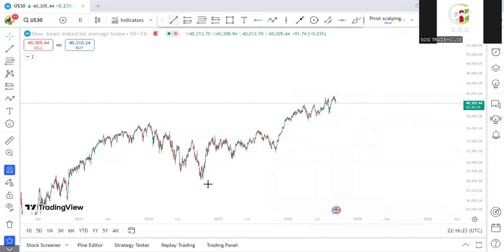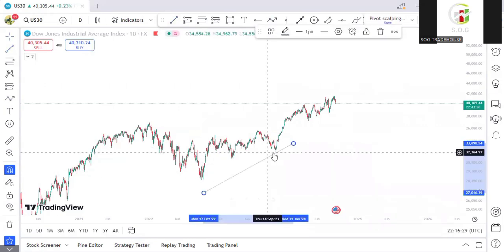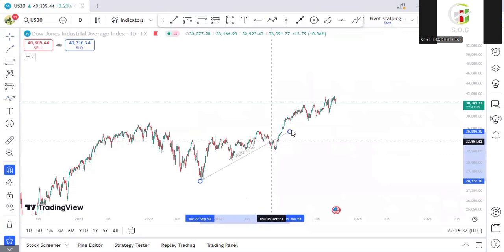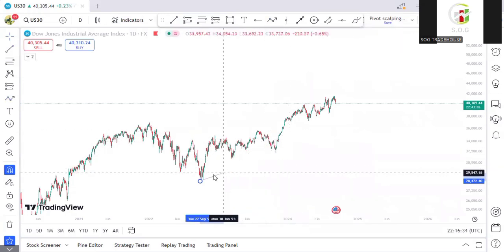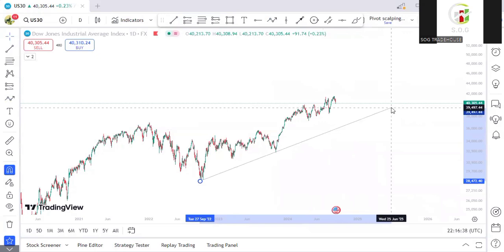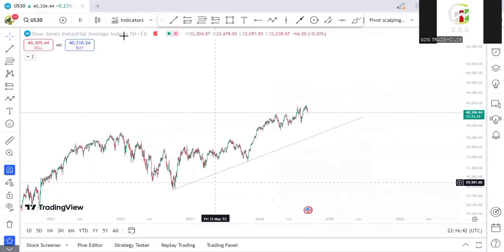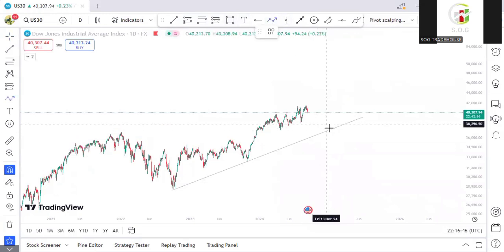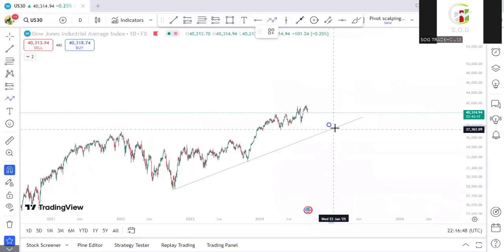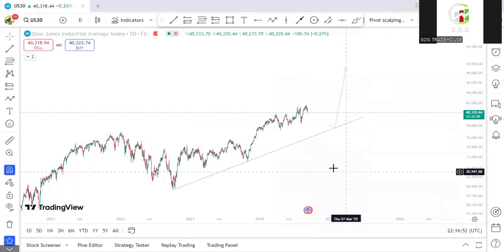So let's connect our trend line on the lows. So we have the first touch. We have the first touch, second touch, and then third touch. So what are we anticipating? Anticipating the fourth touch of this trend line to continue the swing to the upside.